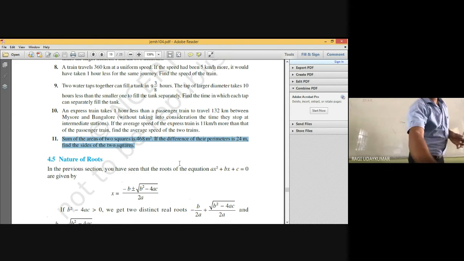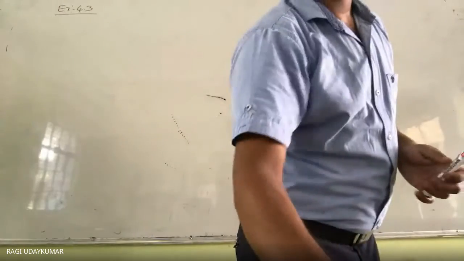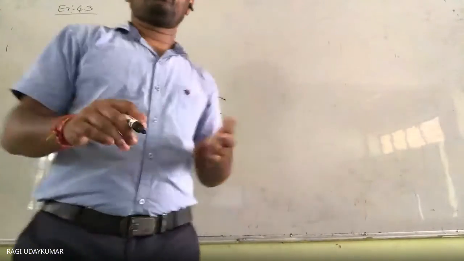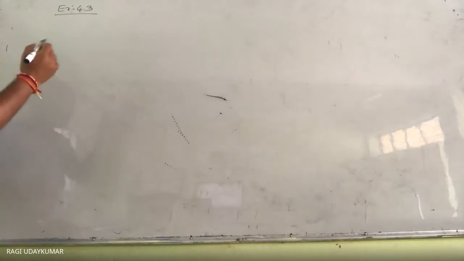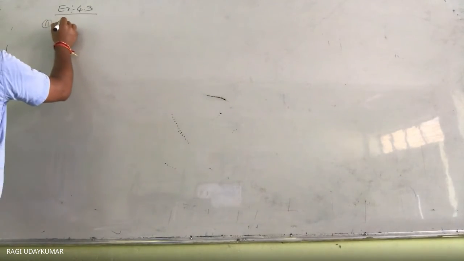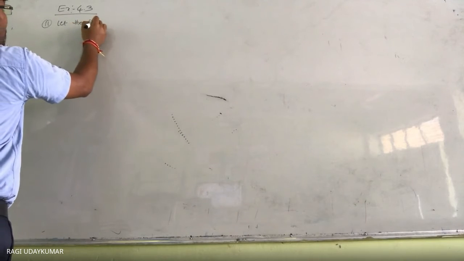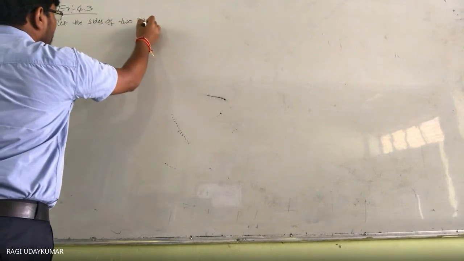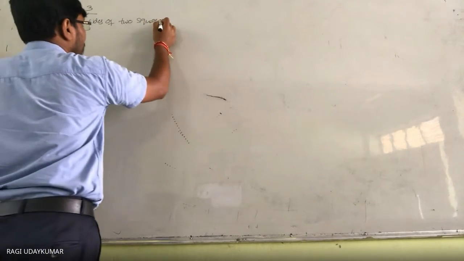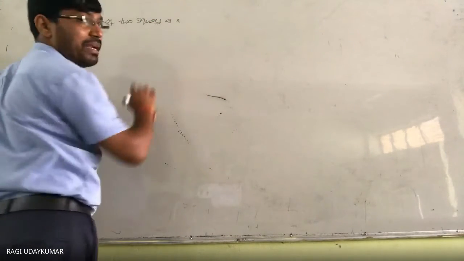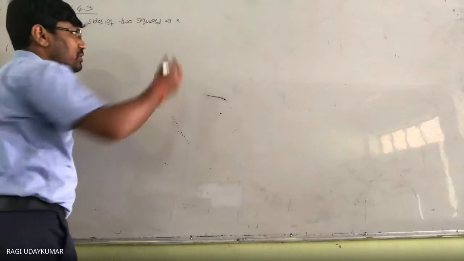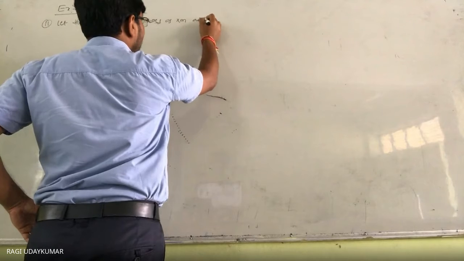Okay. So what you have to consider here? Two variables. First you take the sides of the two squares. Let the sides of the two squares be x meters and y meters. Meter square is the area given. Difference also given.